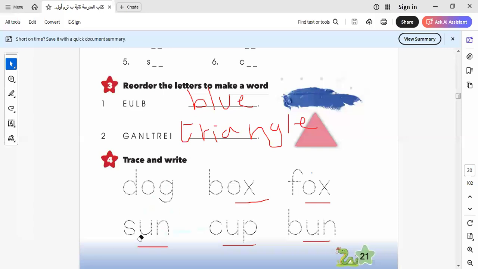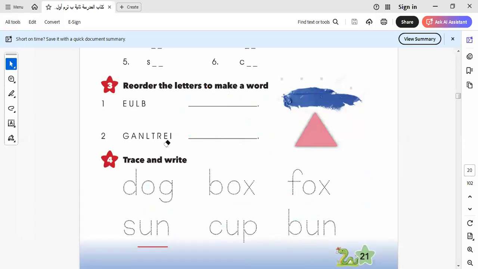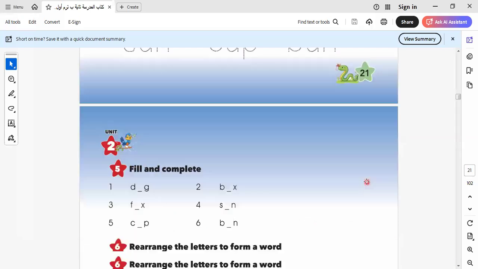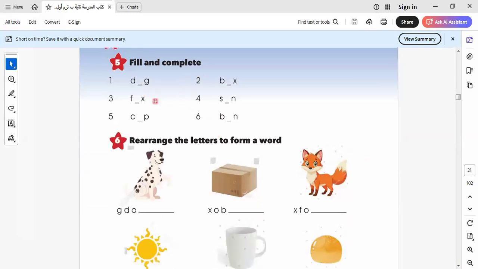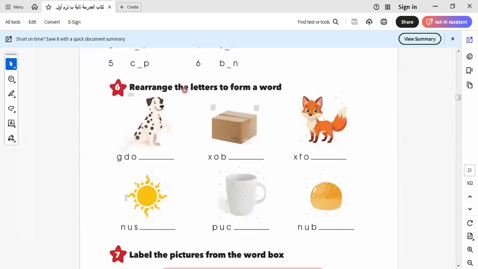Let's go to the next item. Here we have the missing letters. I answered before, so I will leave this for you to do by yourself. Here are the missing words. This is the same as the previous question, but I answered it. Here we have dog. Sorry, here the letters are rearranged, not missing. I answered 2 of them, and I will leave the rest for you to do by yourself.